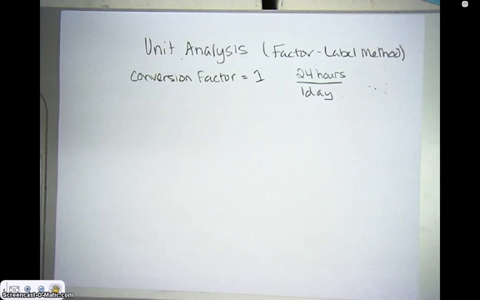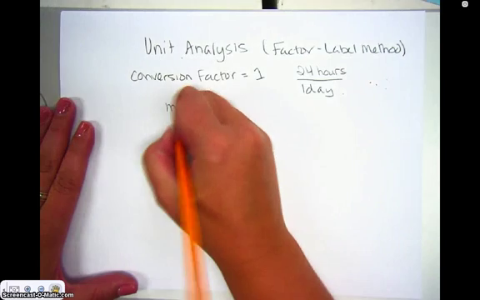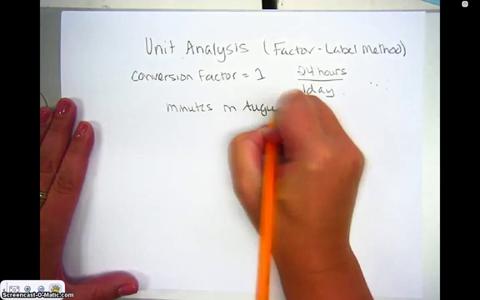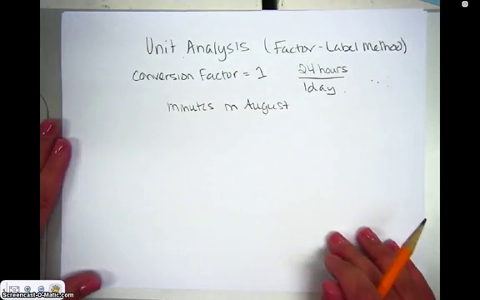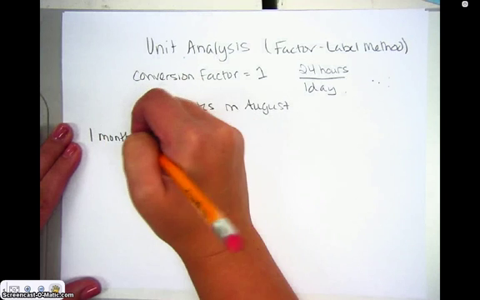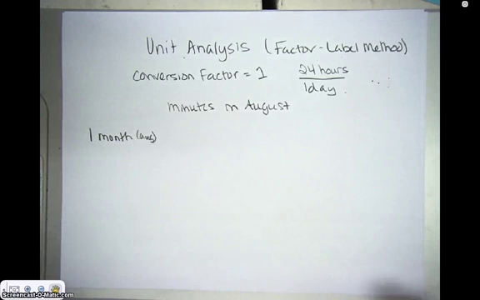So let's figure out how many minutes are in the month of August. I'm being asked minutes in August. We start by writing down what we have. So we're going to say 1 month, and in particular, we'll write in parentheses here August, so we know how many days are in that month. Now, we want to take it step by step to convert from months to minutes.